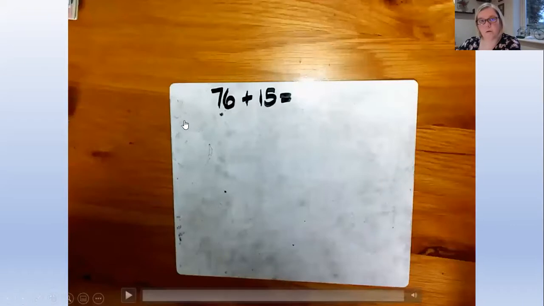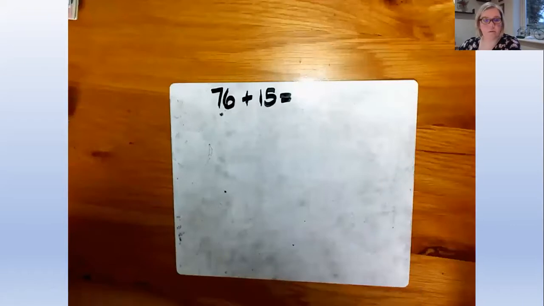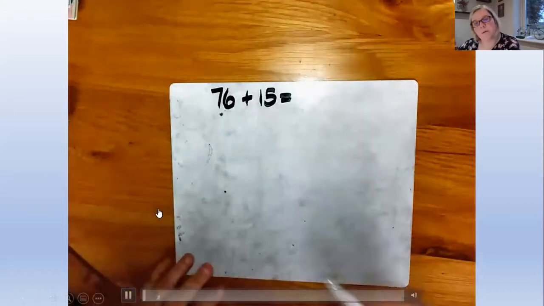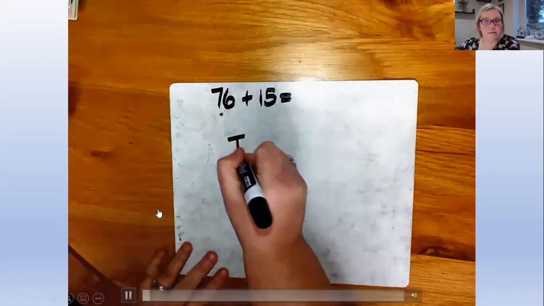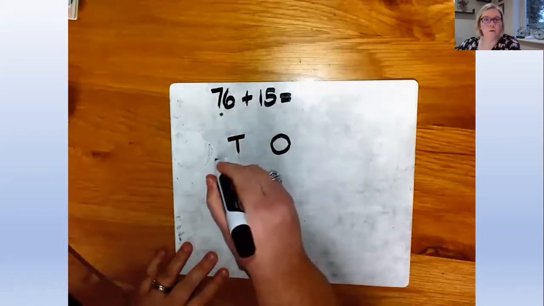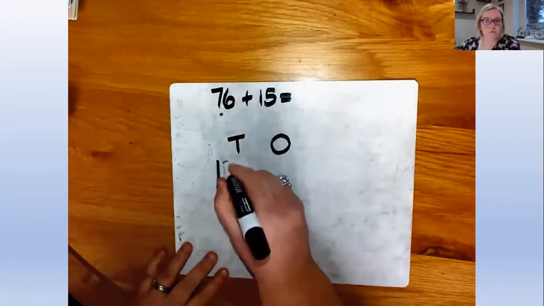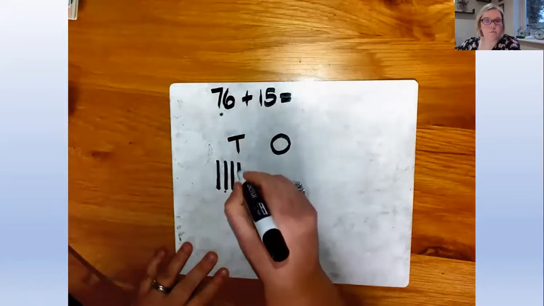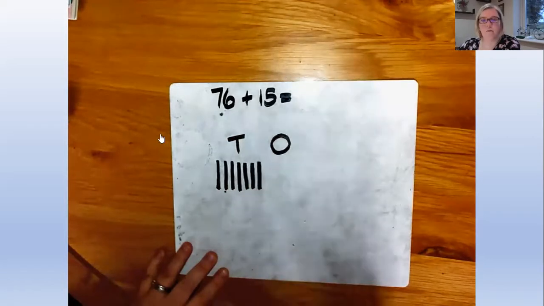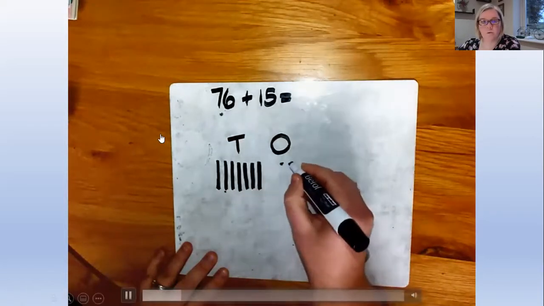Okay, so I've got my 76 plus 15 on here. I've got it here to remind me what it was. Okay, so I'm going straight on with my pictorial. So I've got my tens column and my ones column. I've got my 7 tens, 1, 2, 3, 4, 5, 6, 7. And I've got my 6 ones.